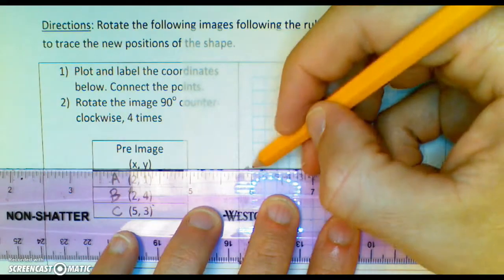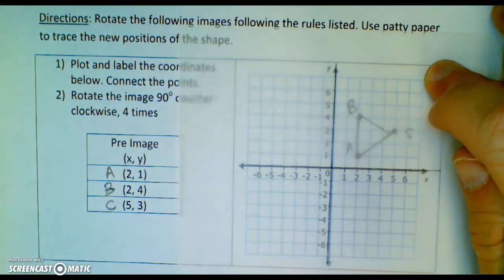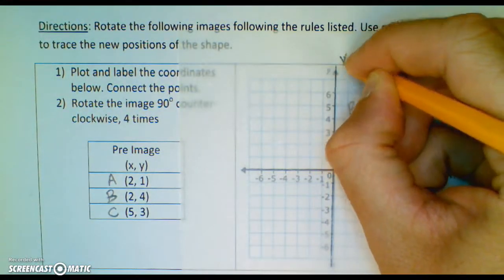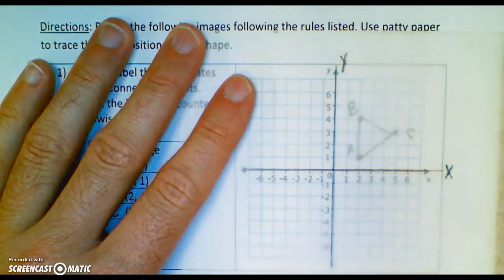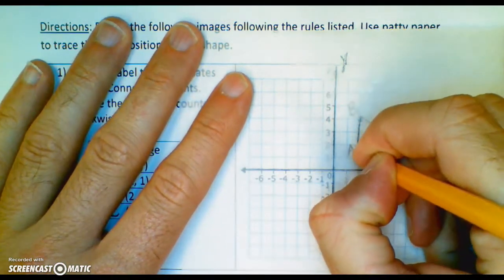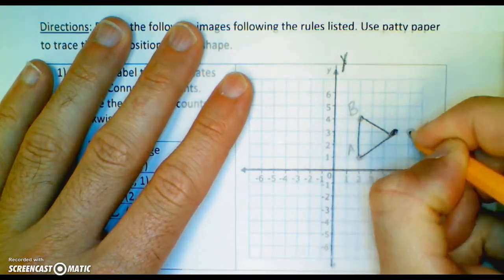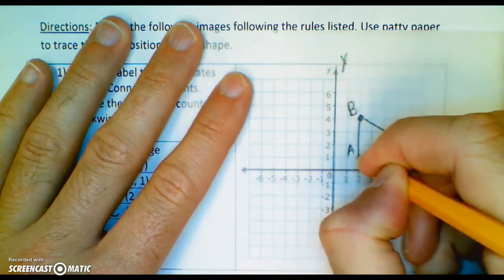And then label it X and Y, so I know where my original beginning is. And I'm just going to trace over the picture that I drew. This is C, B, A.